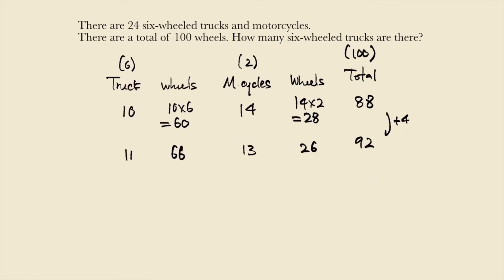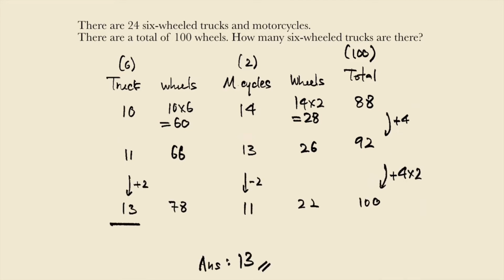So add 1, we get an increase of 4 wheels. Add another one, okay, you get 96. Add another one, you get 100. Or you can simply skip and go straight to adding 8. How many 6-wheel trucks are there? There are a total of 13.